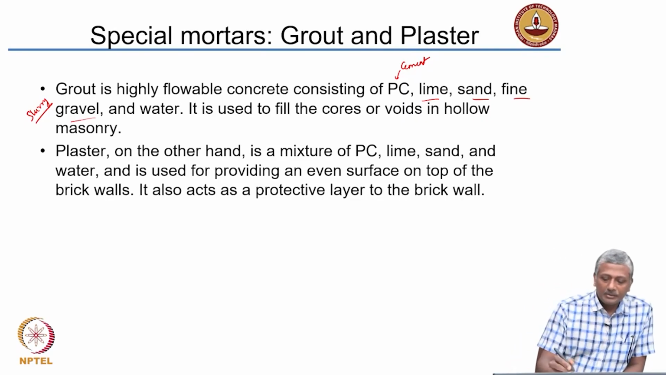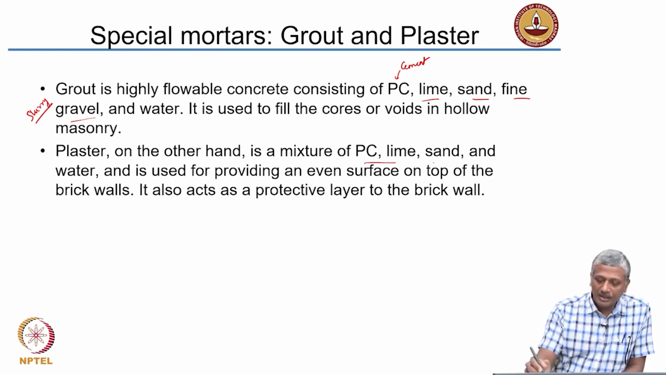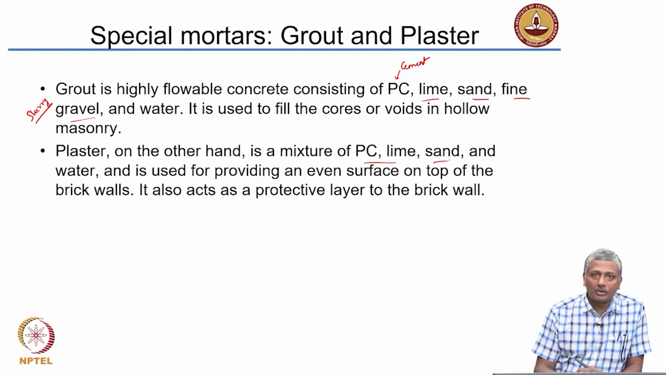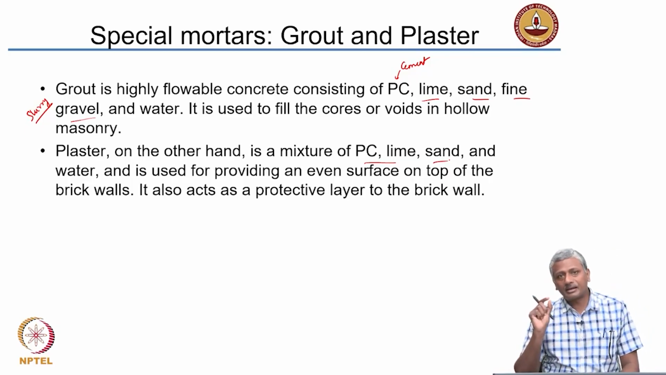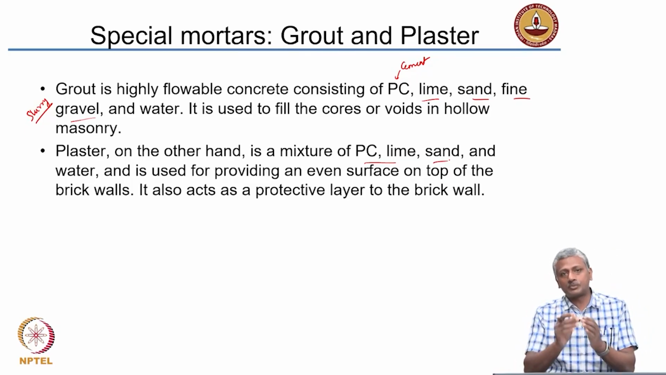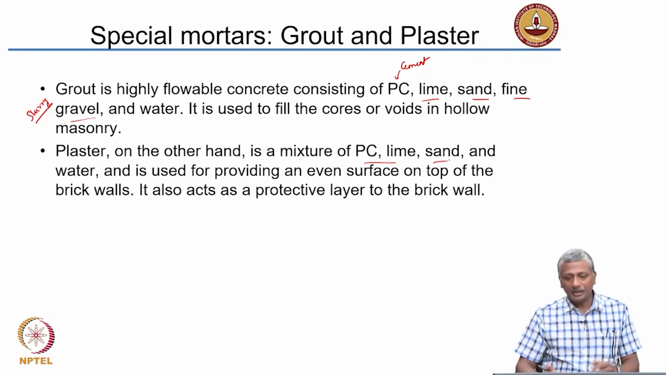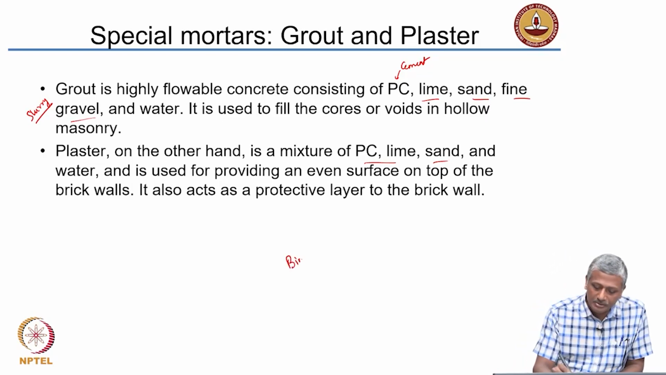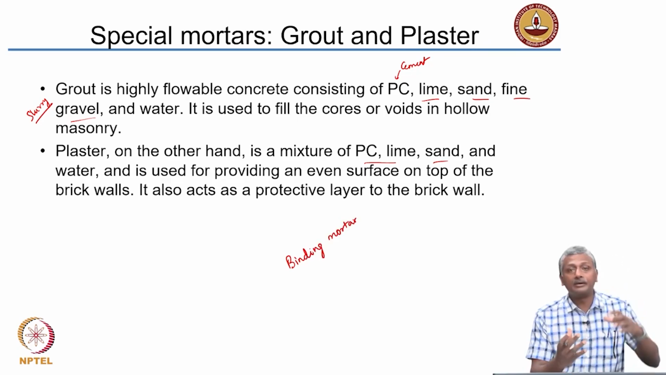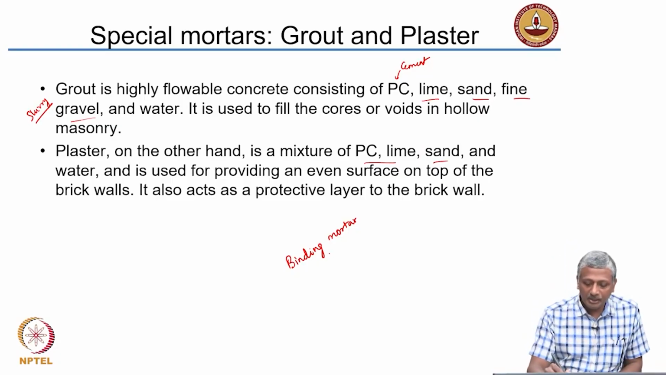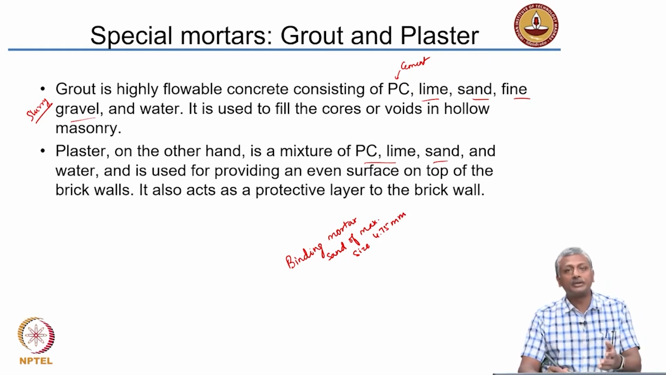So, plaster is again mixture of lime or cement and sand along with water. You do not put any larger aggregate in this case, you actually even the sand you sieve it through a smaller size and use only the small size sand. For most binding applications, in binding mortars, that means the mortars that are used to bind the blocks together, you typically use a sand of maximum size 4.75 millimeters.